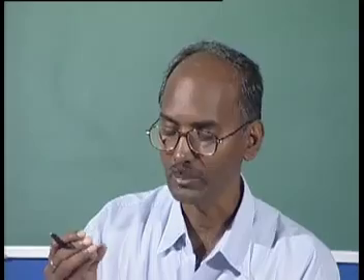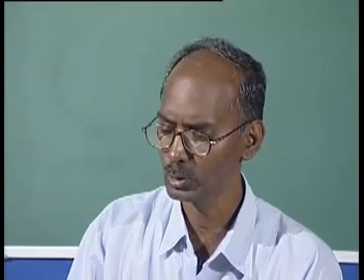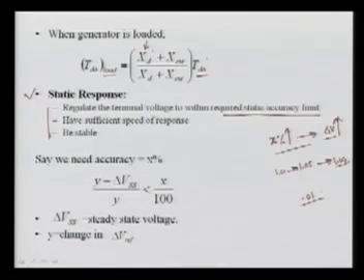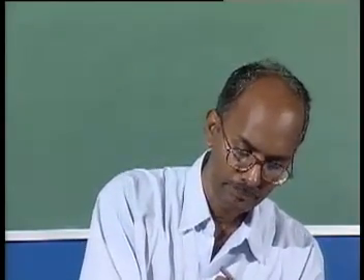Otherwise, if there is some error, normally we go for some accuracy. It is not possible to go for 0% accuracy. If accuracy is 1%, the output may be 1.001 per unit, which is sometimes desirable. We'll see why: if you go for more accuracy, sometimes it is very tough and your system loop may become unstable. So that is one criterion.